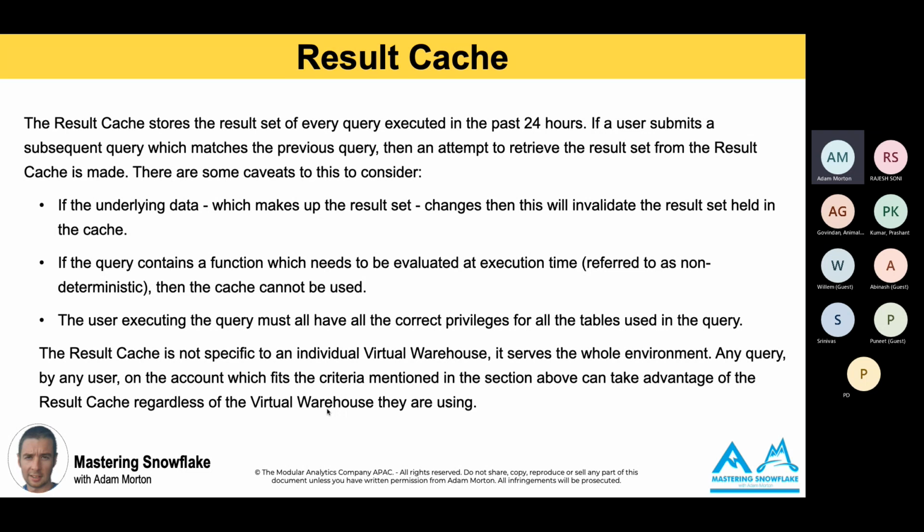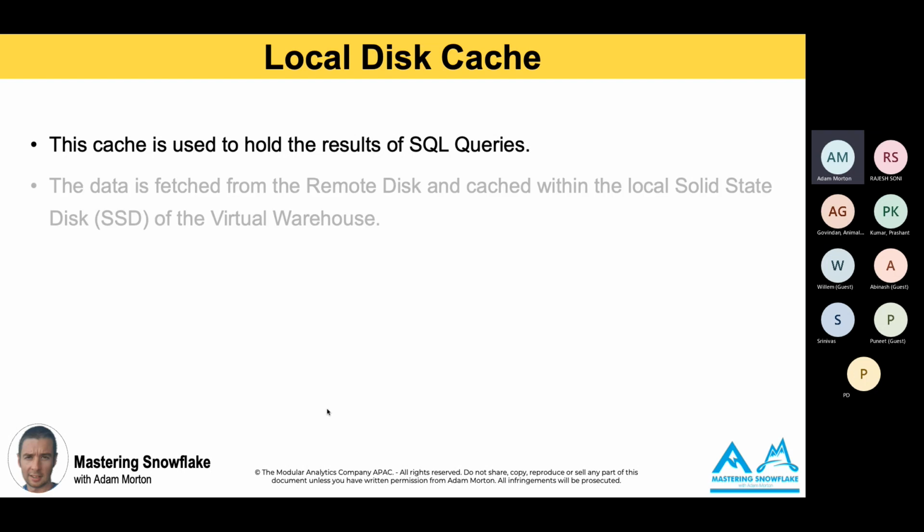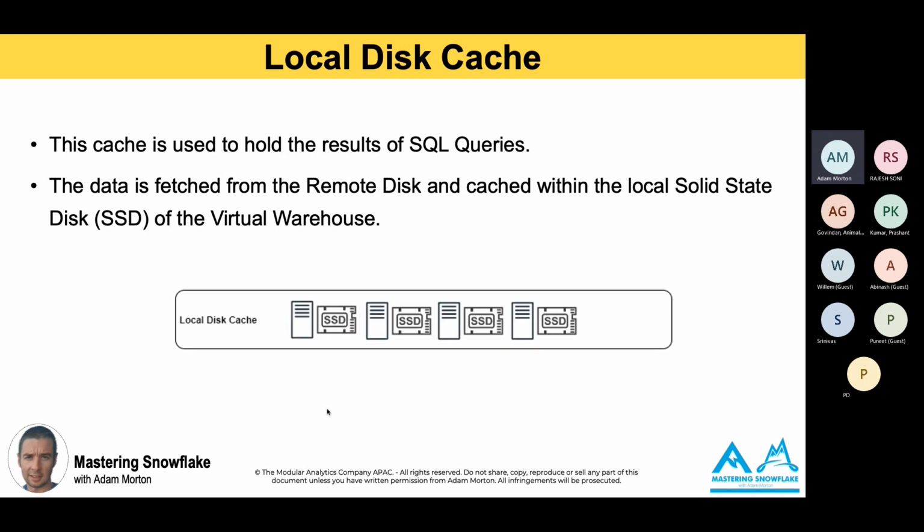Whereas the second type of cache is, and that's called the local disk cache. Now, this cache is used to hold the results of SQL queries. The data is fetched from the remote disk, so that storage layer, and it's cached within the local SSD, solid state disk, of the virtual warehouse. You don't have a lot of control over this. Snowflake does this behind the scenes. The only visibility you get from this is if you look at the query plan after you've run a query. So Snowflake will try to do this optimistically just to try to improve performance behind the scenes.